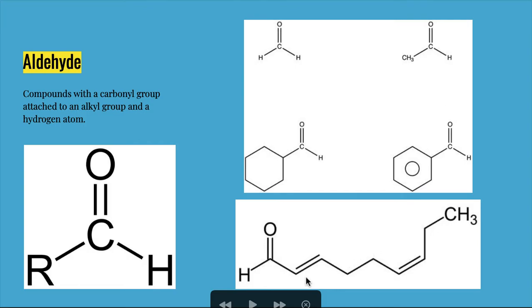And here's another, longer example of an aldehyde where there's the carbonyl group, the hydrogen, and the R group has some alkenes in it too. So the R group doesn't have to be just an alkane. It can be an alkene, an ether, or it could have other functional groups on it too. As long as it has this COH part, then it's an aldehyde, or it shows properties of an aldehyde.